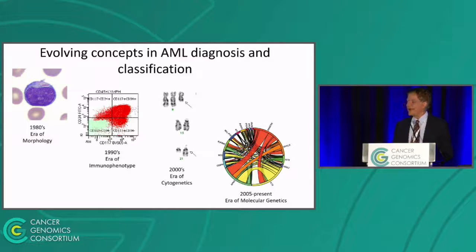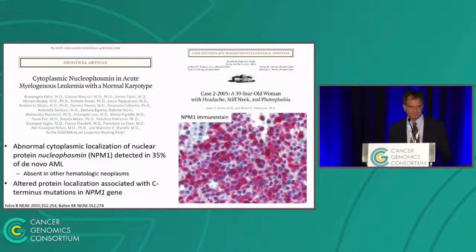Now, this doesn't by any means negate the prior. It's still important to consider morphology, immunophenotype, and cytogenetics as we think about AML and other diseases. But this is when, in more recent years, the big explosion of information on molecular genetics in AML has come to the forefront.